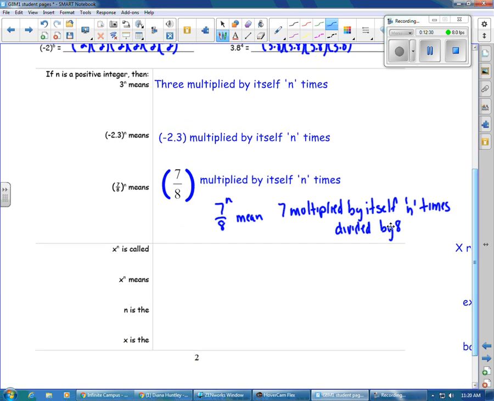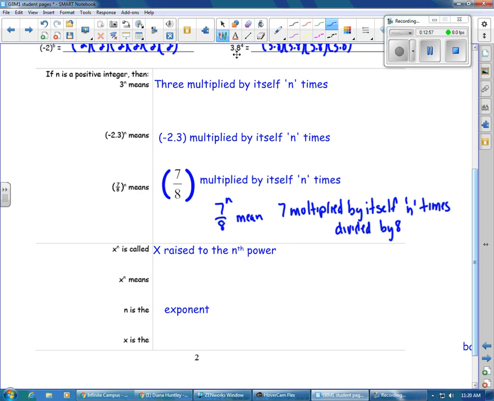The next one, x to the n, is called x raised to the nth power. That's how I would say that in words. And again, I don't know what n is. It's just getting used to notation. What does it mean? It means, whoops, I forgot one apparently. n is the exponent.